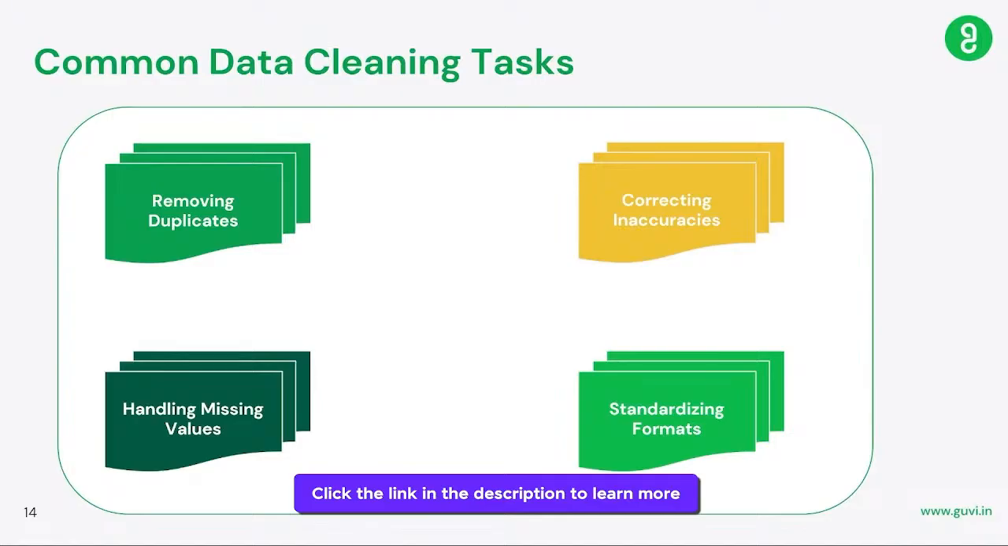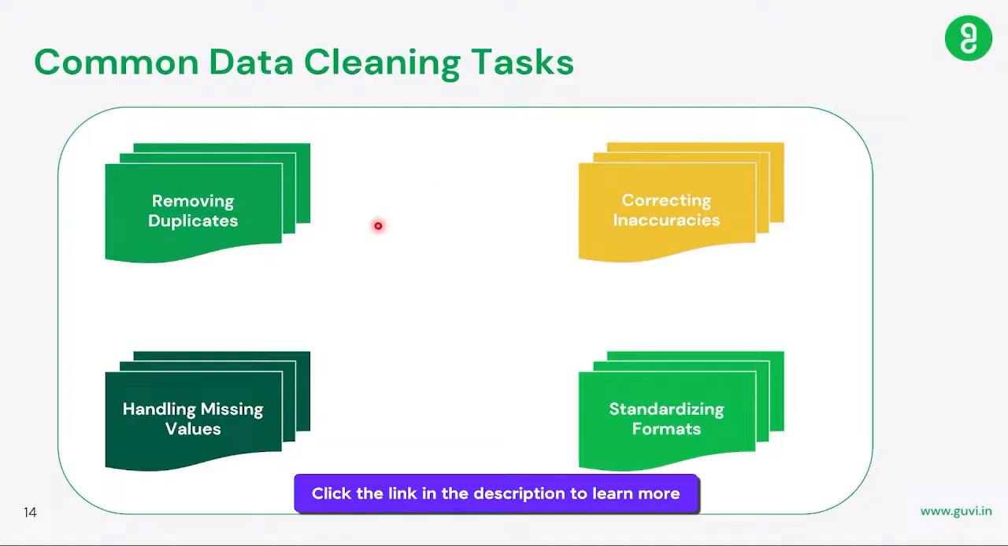Now let's see what are the common data cleaning tasks. As we have seen earlier, data cleaning is a crucial step in preparing the raw data for analysis by identifying and correcting errors, inconsistencies, and inaccuracies. Three points that I constantly repeat: correcting errors, inconsistencies, and inaccuracies. So let's explore some of the common data cleaning tasks and their importance in ensuring the integrity and reliability of the analysis results. The first important point is removing duplicates.